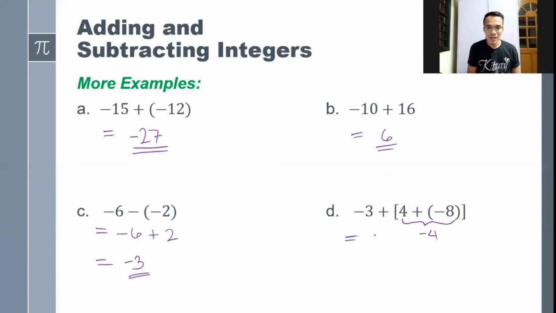Then you copy here, negative 3 plus. Next, we are going to add negative 3 and negative 4. This time, both numbers have the same sign, so we're going to get the sum of their absolute values. The sum of 3 and 4 is 7. Just copy the common sign, which is negative. That's it.